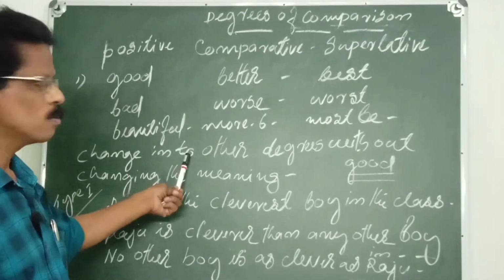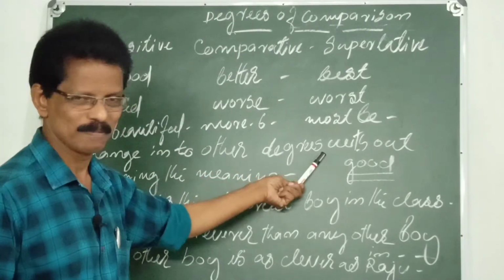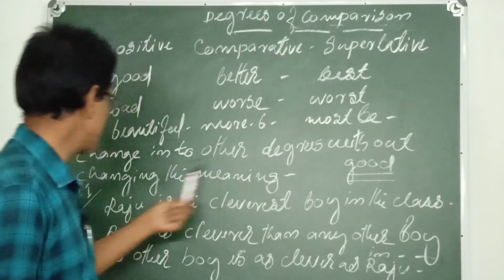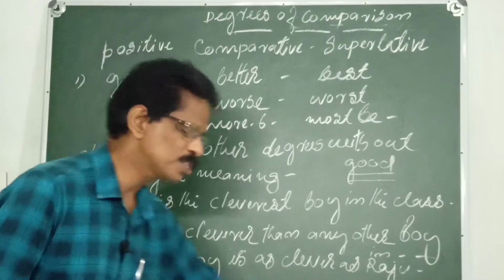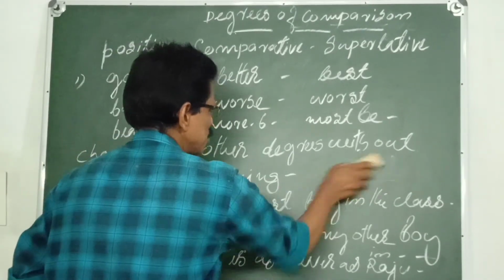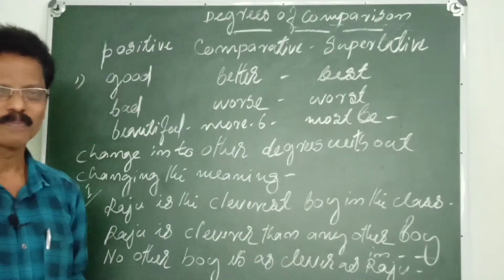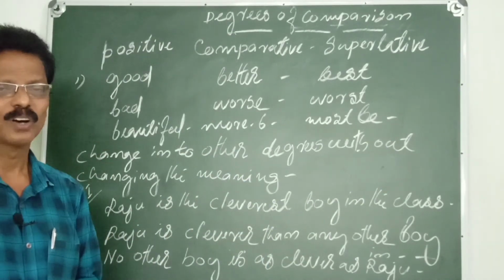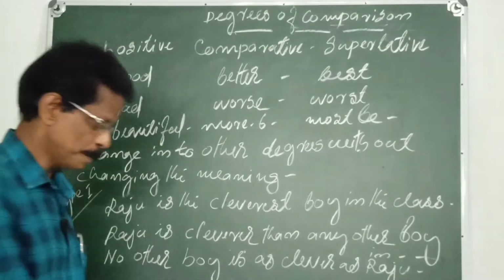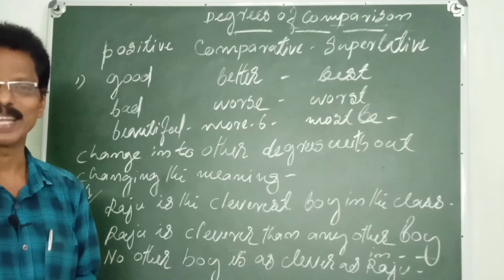Change into other degrees without changing the meaning. Without changing the meaning, you have to change into other degrees. That is what you have to learn. You can say one thing in 3 degrees.